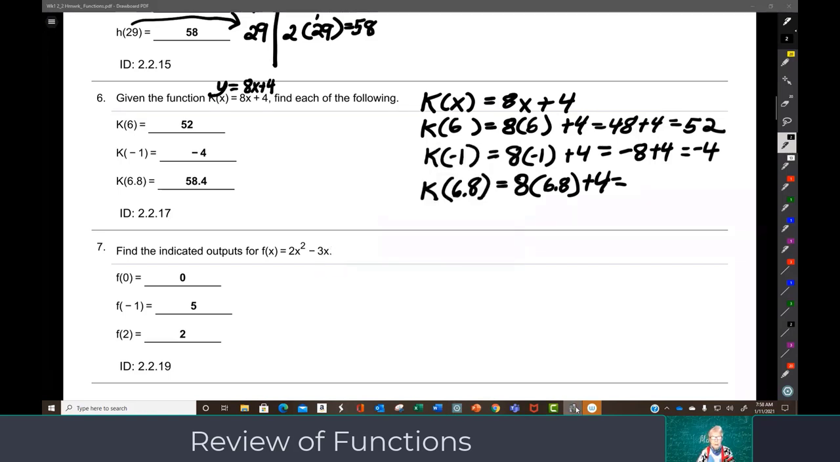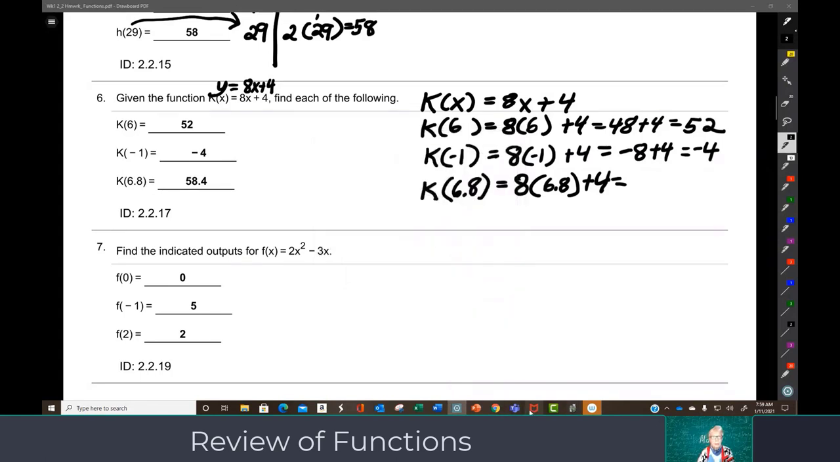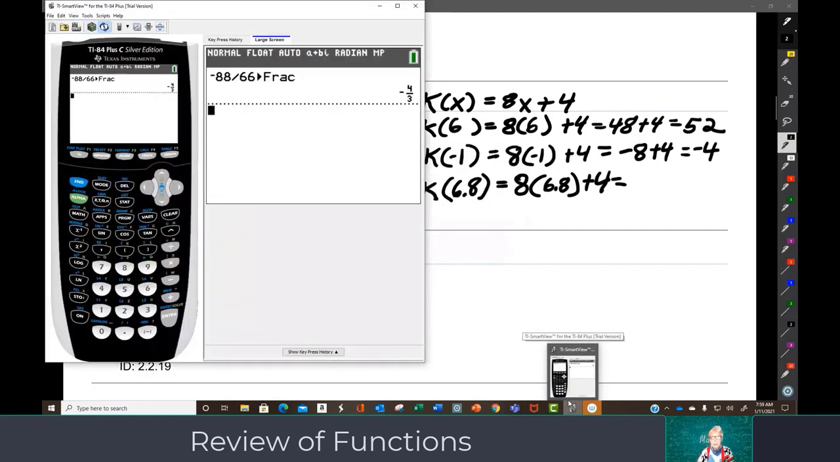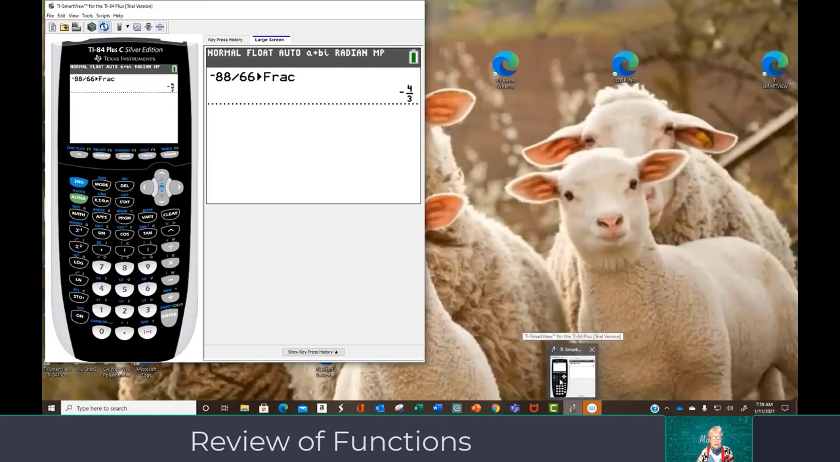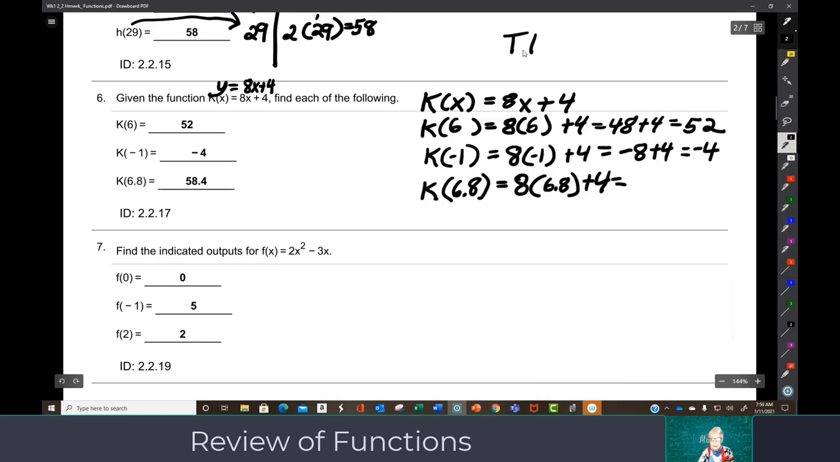This is the recommended calculator right here. A hard version of it. However, this calculator is wonderful and you can download it to your computers, and I don't know if you can download it to your tablets. You'll have to find out. But you get a free 90-day trial, and I've already been able to re-up once. I'm hoping they'll let me re-up again. This is called the TI Smart View. Let me write it somewhere. TI Smart View.